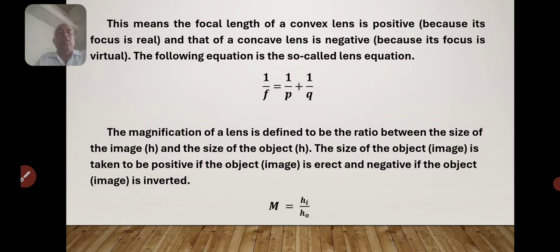The magnification of a lens is defined to be the ratio between the size of the image Hi and the size of the object Ho. The size of the image is taken to be positive if the image is erect, and negative if the image is inverted. The magnification is given by M = Hi/Ho.